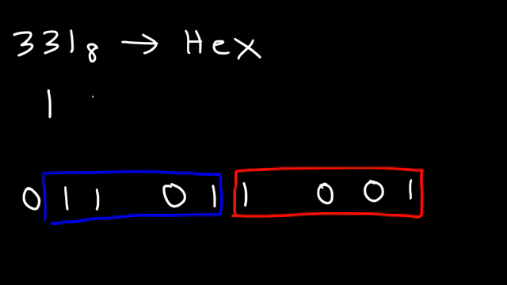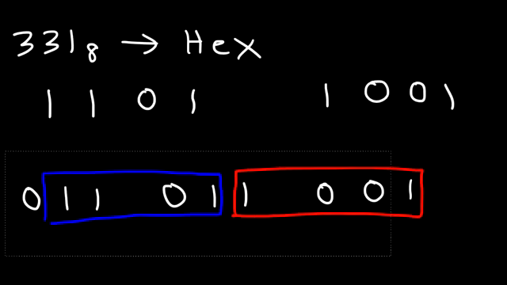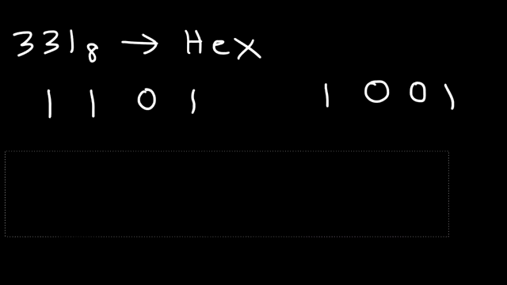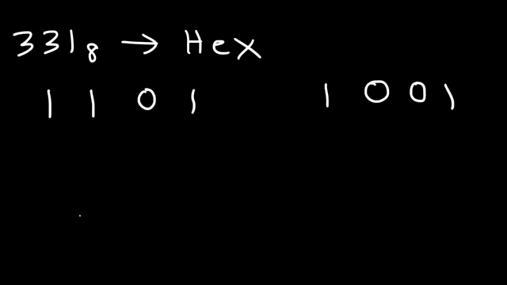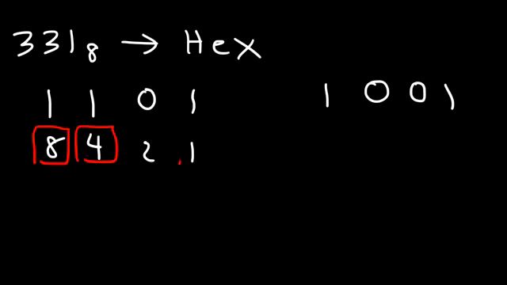So this is 1, 1, 0, 1, and then 1, 0, 0, 1. Now let's convert those binary numbers into decimal values. So here we're going to have a 1, a 2, a 4, and an 8. So we have a 1 next to the 8, the 4, and a 1. So we need to add up those numbers.